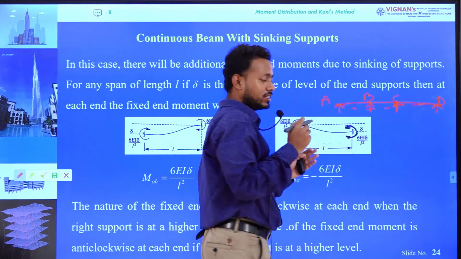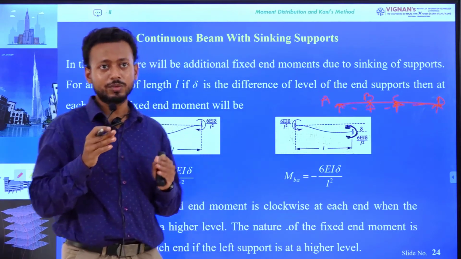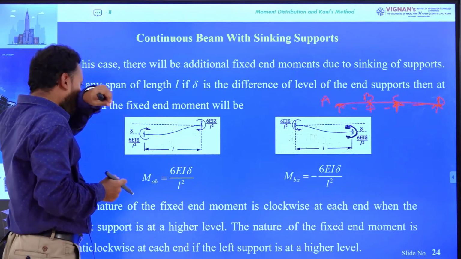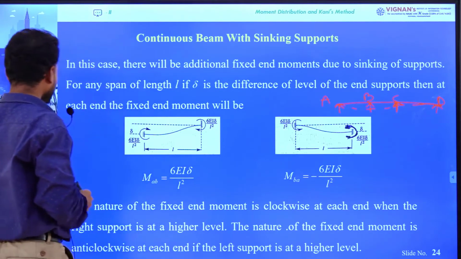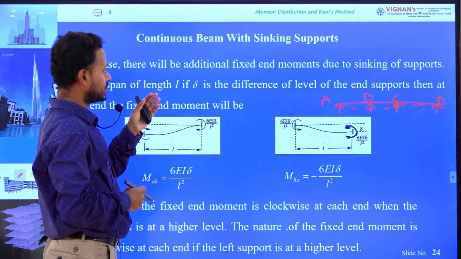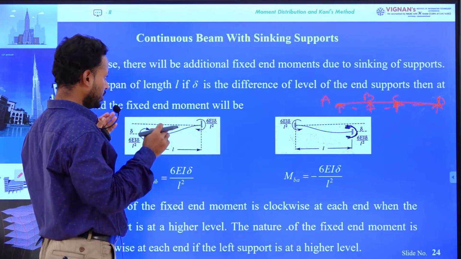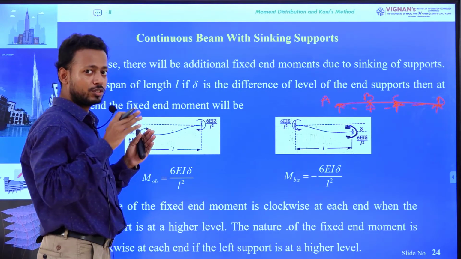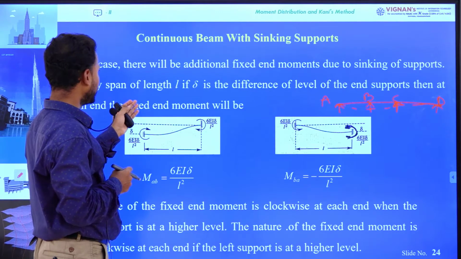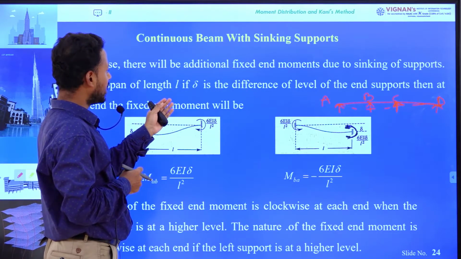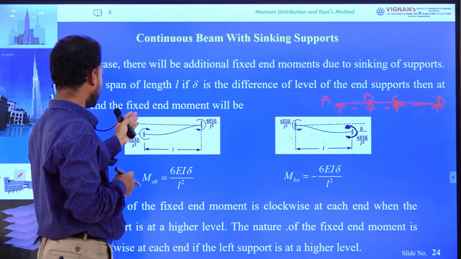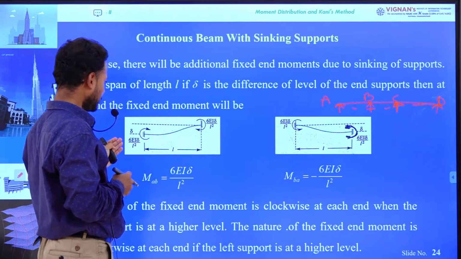So, if any support sinks, we will calculate what the effect will be on the fixed end moment. There will be additional fixed end moments due to sinking supports, and we will determine the effect throughout the continuous beam. For any span of length L, if delta is the difference of level of the end supports, then the fixed end moment at each end will be like this.